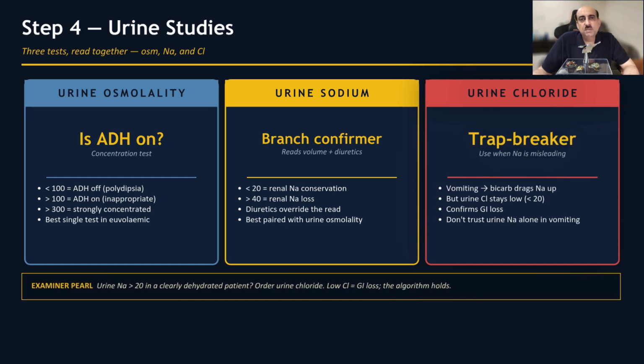If urinary sodium is above 20 in a clearly dehydrated patient, do not label it as a renal etiology of sodium loss before you check urinary chloride. Now, this concept of bicarbonaturia, chloride testing, and everything I've discussed is covered in more detail in our Module 1 video.